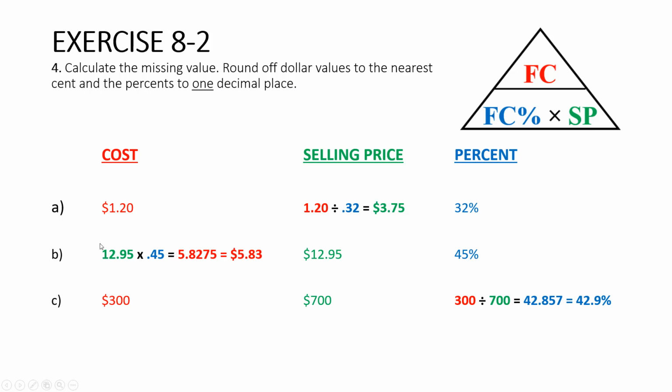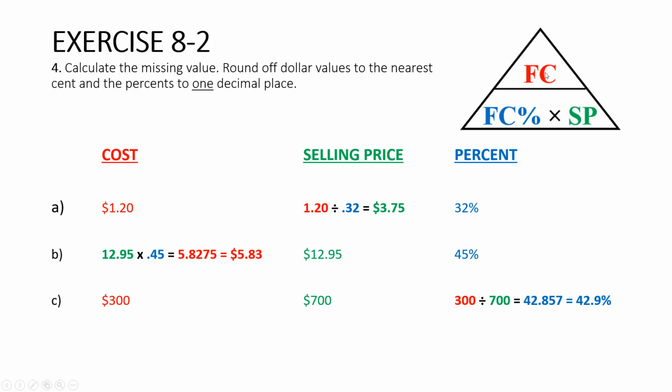Then we are looking for the cost here, and if we want the cost, we need the food cost percent and the sales price, and we need to multiply those. There's the selling price. There's the food cost percent. Multiply it, 12.95 times decimal 45, rounded to the nearest cent, $5.83.